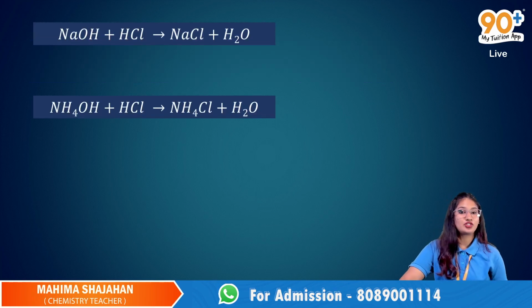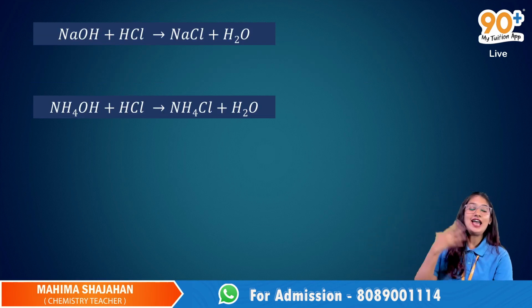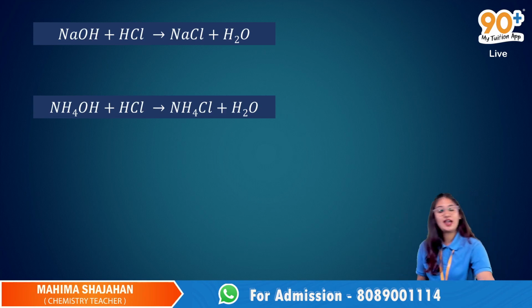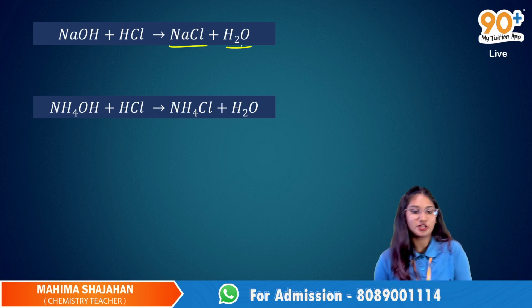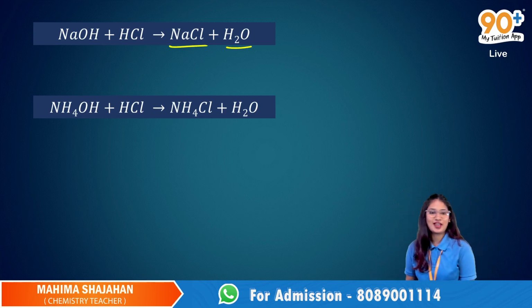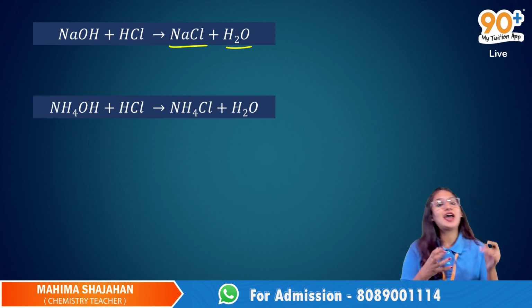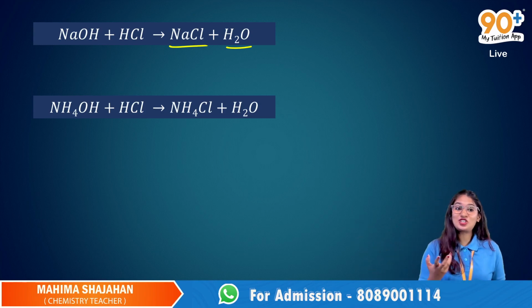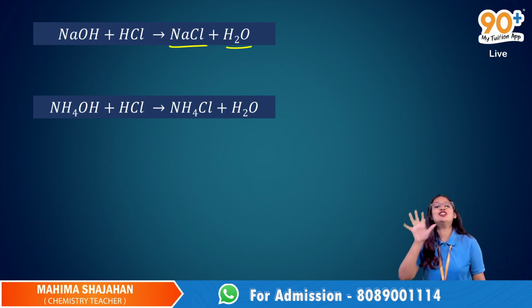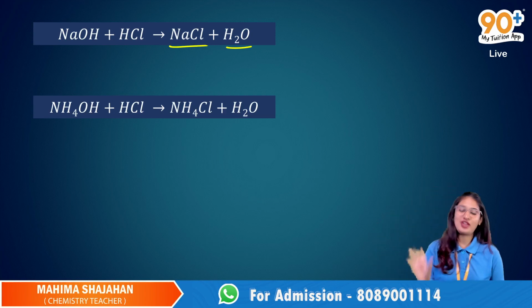Now we have to check one more thing. Here you can see sodium hydroxide is reacting with hydrochloric acid, and we are getting salt and water. Are you familiar with this type of reaction? An acid is reacting with a base to give salt and water. What is this type of reaction called? Neutralization reaction. It is also a double displacement reaction as well.